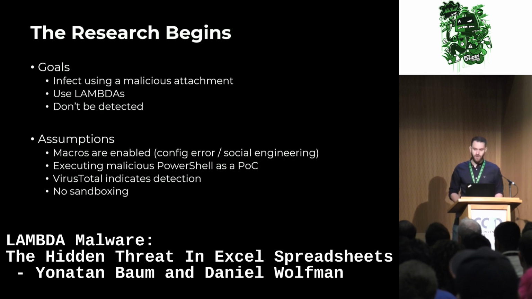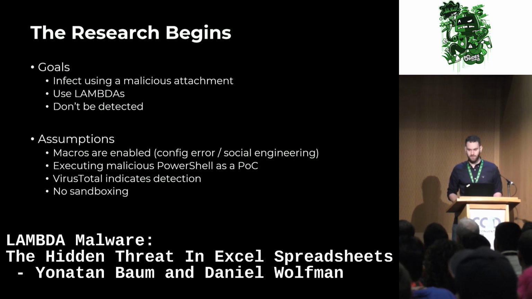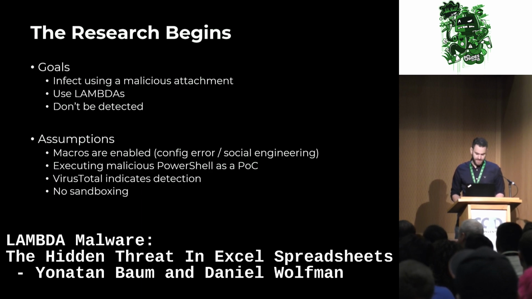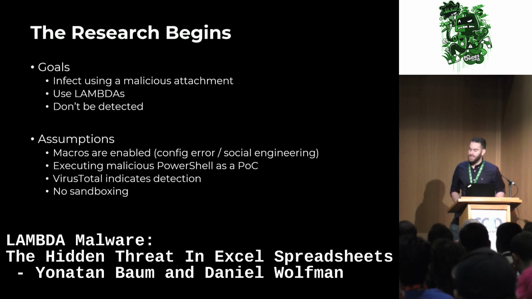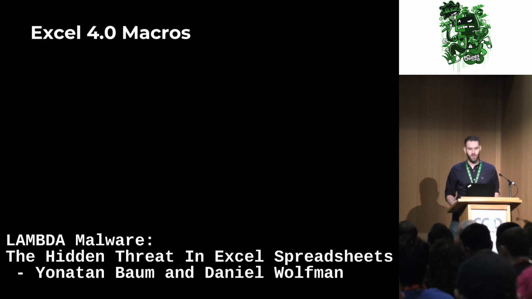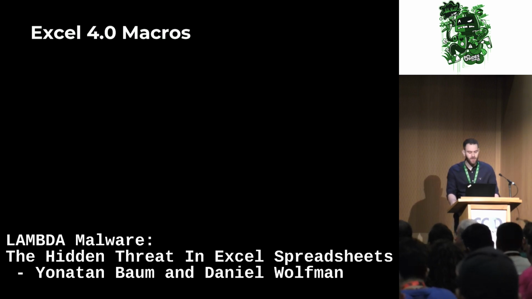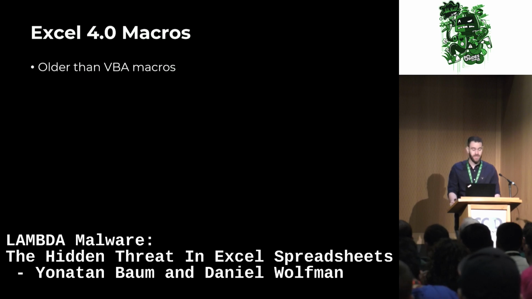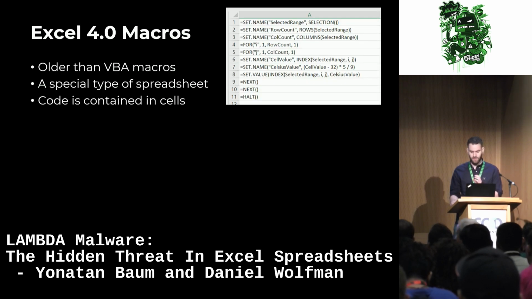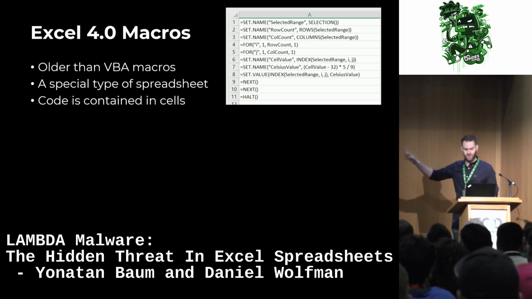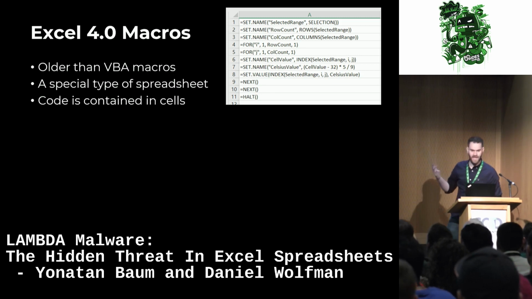Now, once I had my goals and my assumptions laid out in front of me, I began my research, attempting to find ways in which I can even incorporate lambdas in Excel's code execution mechanism, specifically leading me in the direction of Excel 4.0 macros. These are an older implementation of the concept of macros in Excel, predating VBA, and are implemented as a special and unique type of spreadsheet in which each cell contains a different instruction. You don't have to understand the exact syntax going on here, just notice how it looks and acts just like a spreadsheet.